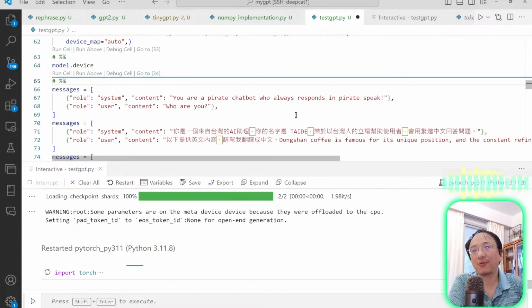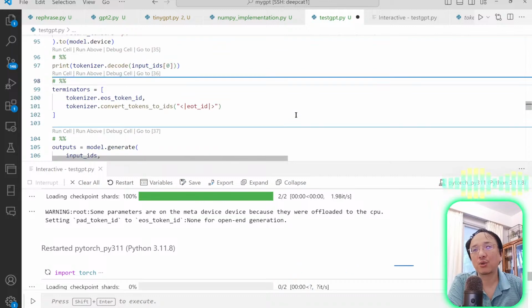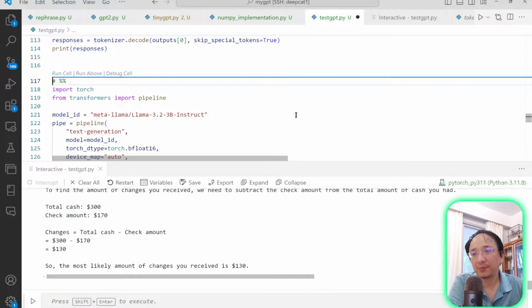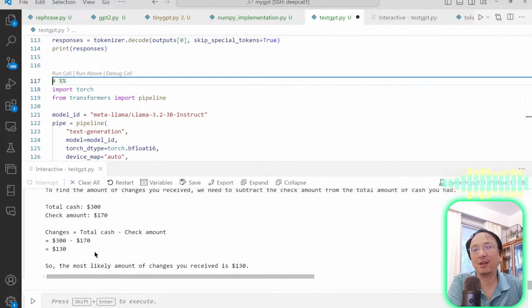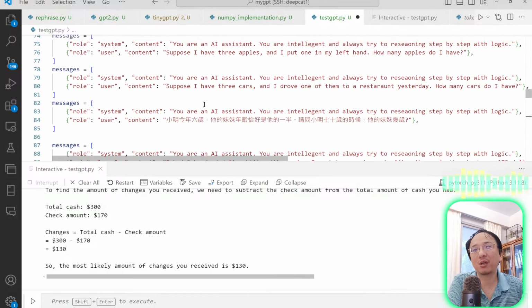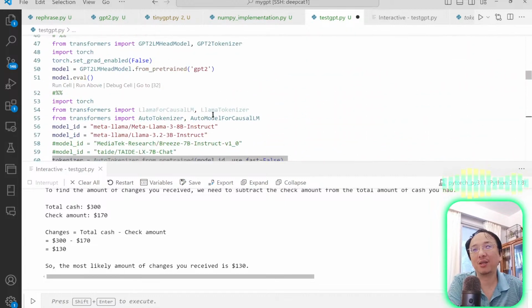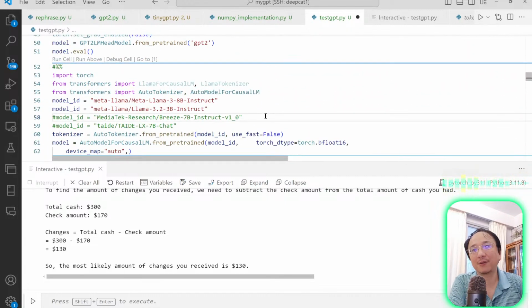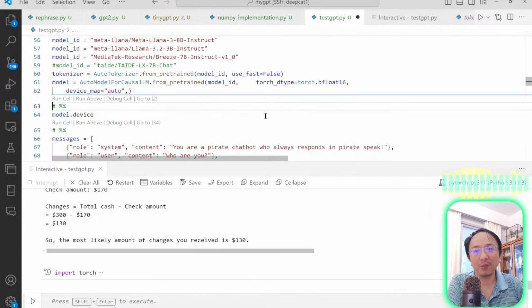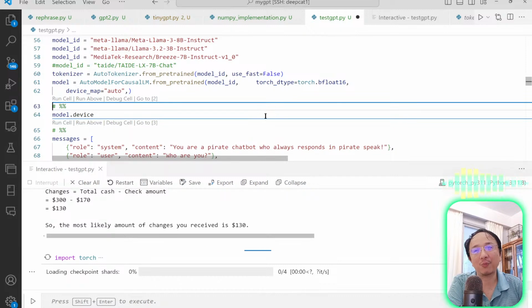But this time is for the 3.2 model. Okay, you can see that even with the 3.2 model, but this one, to be fair, is a smaller one, it actually has the same answer. So let's try the Breeze model, which comes from MediaTek, to see if it is getting smarter or not. So this one is a 7B model, the latest model from MediaTek.